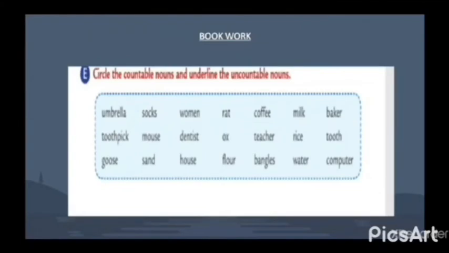Now this is the book work. Circle the countable nouns and underline the uncountable nouns. Umbrella. You can count? Yes. Socks. Yes, you can count. Women, you can count. Rat, you can count. Coffee. No, you cannot count coffee. So it is an uncountable noun. Milk. You cannot count milk. Baker, a person who bakes. Yes, you can count. Toothpick. Yes, you can count.